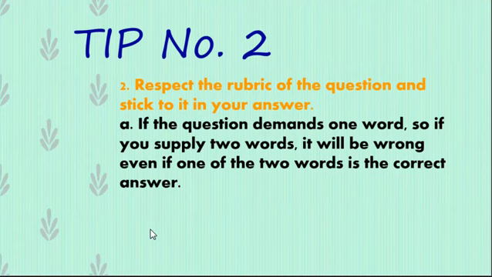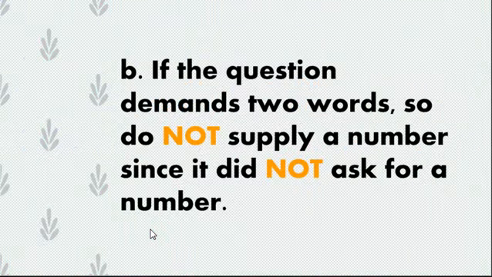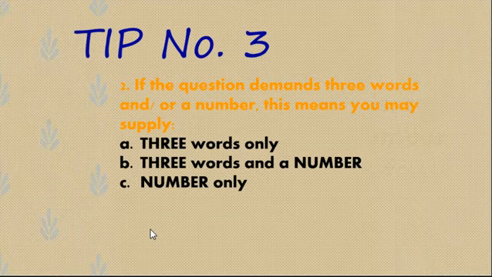If the question demands 1 word and you supply 2 words, it will be wrong, even if one of the 2 words is the correct answer. You have to stick to what is mentioned in the rubric. That is very important. If the question demands 2 words, do not supply a number since it did not ask for a number. Tip number 3. If the question demands 3 words and/or a number, this means you may supply 3 words only, or 3 words and a number only.